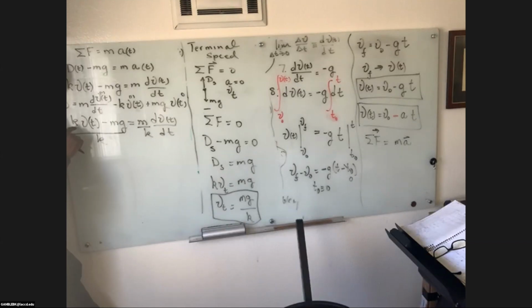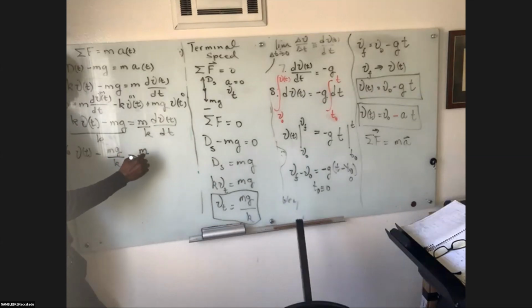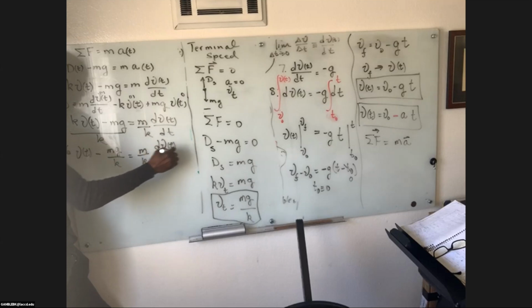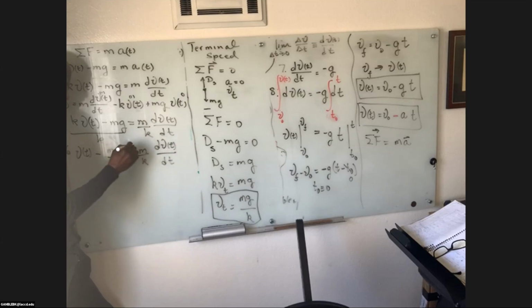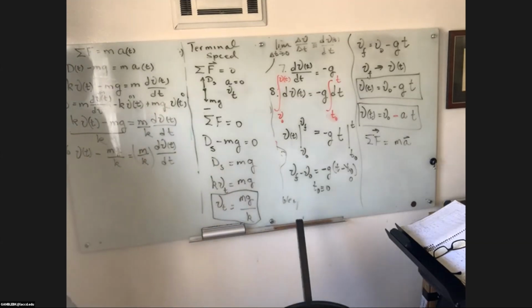Yeah. So this is what I have. I have v of t minus mg divided by k equals m divided by k times dv of t over dt. So that's a better way to see it. I've got to separate variables now.